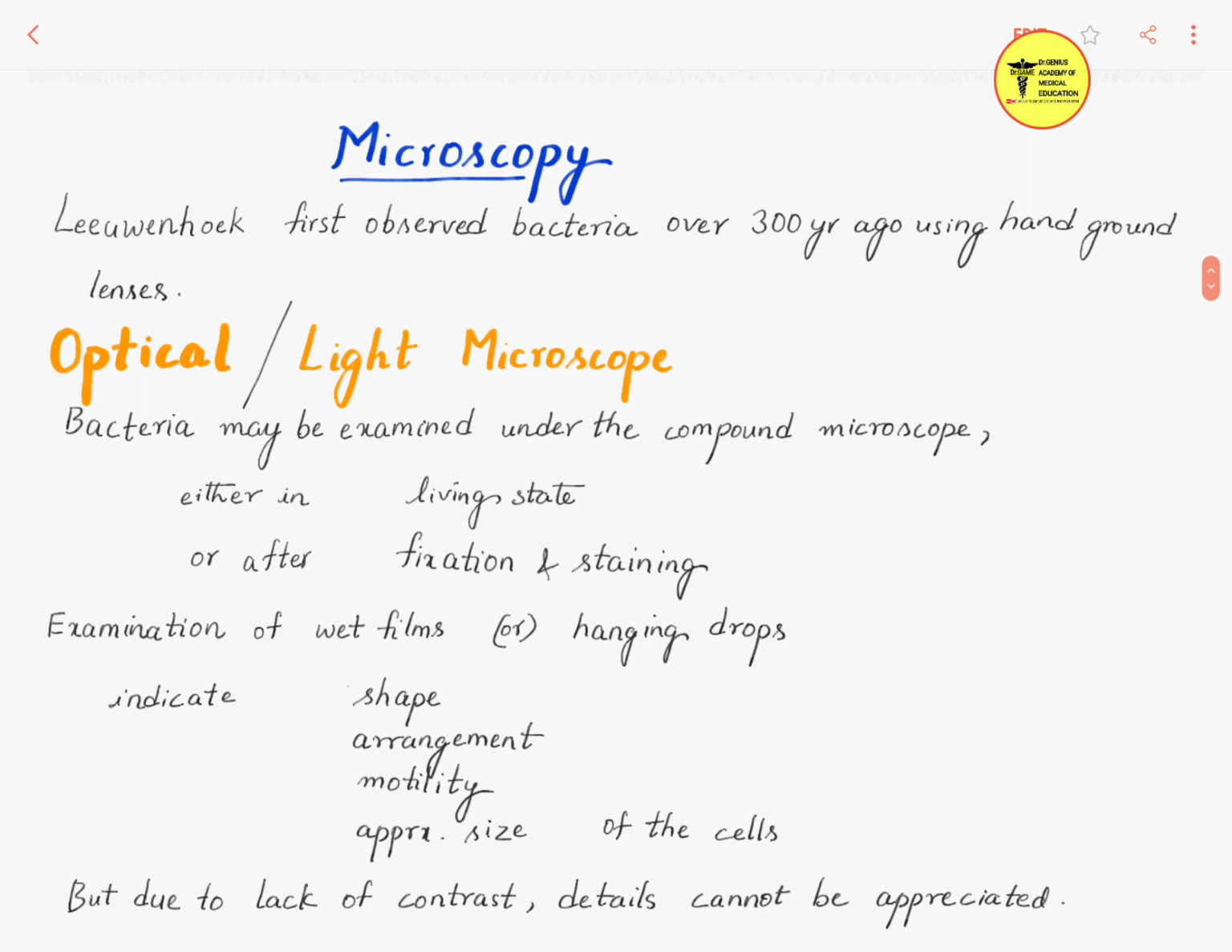Microscopy. Leeuwenhoek first observed bacteria over 300 years ago using hand ground lenses. Optical or light microscope. Bacteria may be examined under the compound microscope either in the living state or after fixation and staining. Examination of wet films or hanging drops indicates shape, arrangement, motility, and approximate size of the cells. But due to lack of contrast, details cannot be appreciated.